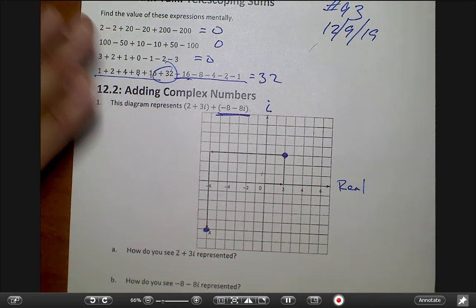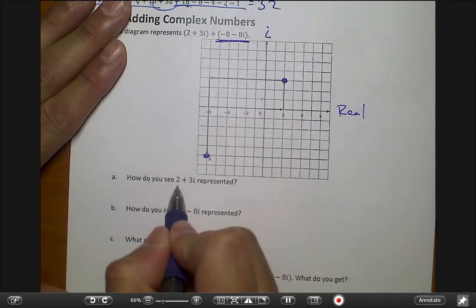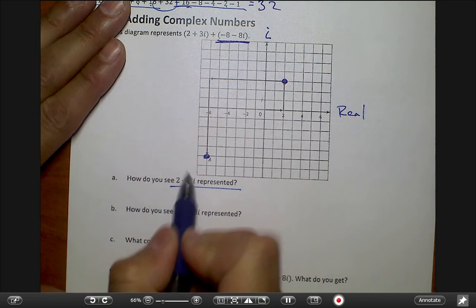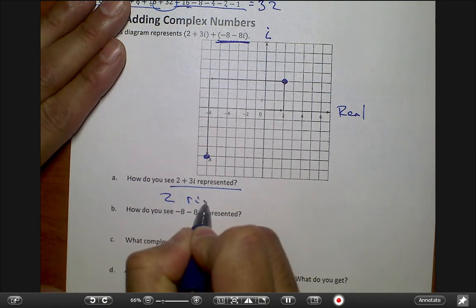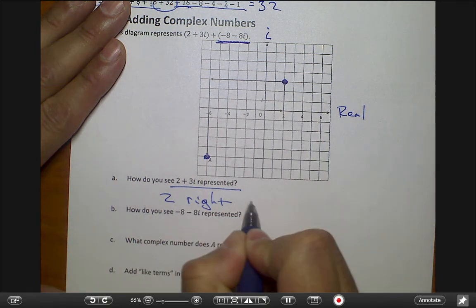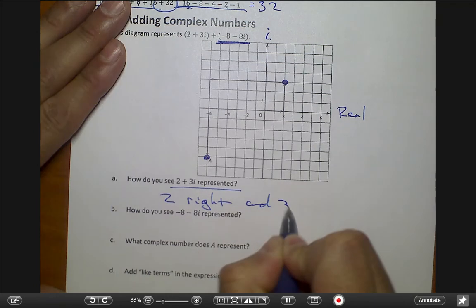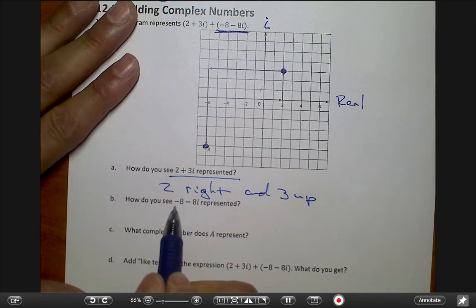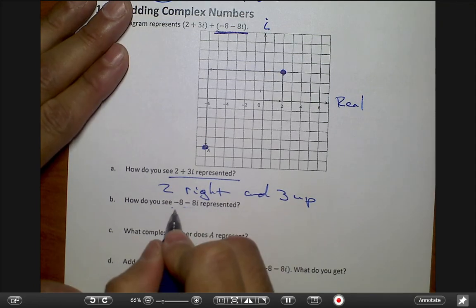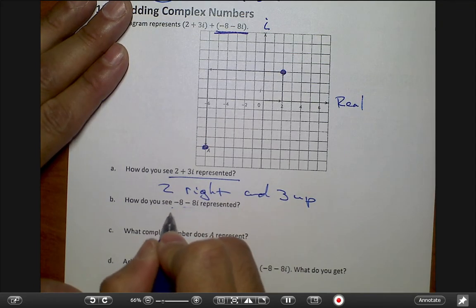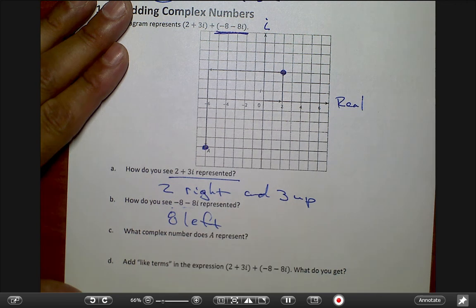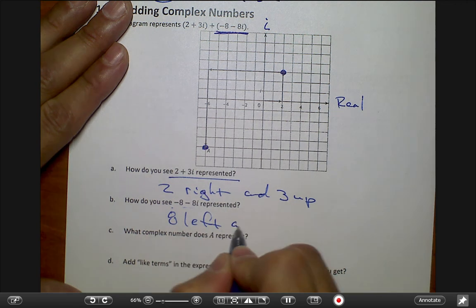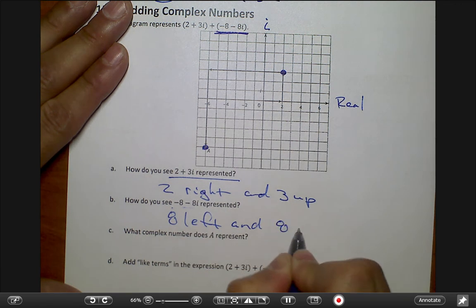Okay, so from there it says, how do you see this represented? Okay, it's 2 to the right and 3 up. How do you see this represented? So 8 to the left, and 8 down. Yep, very good. 8 down.